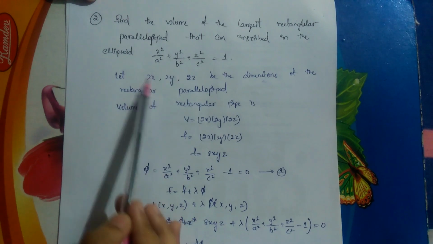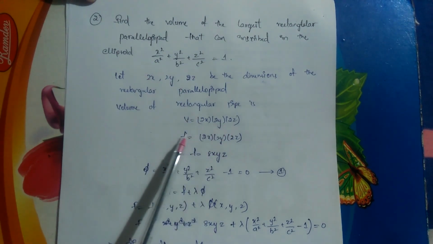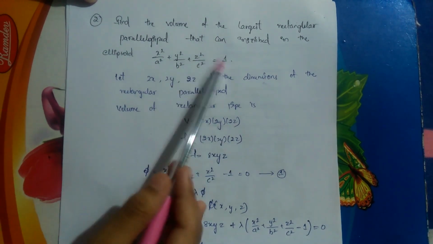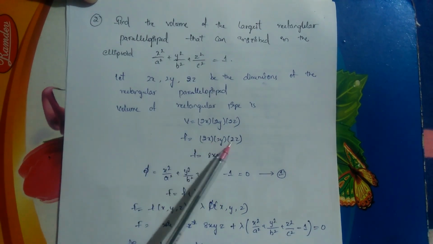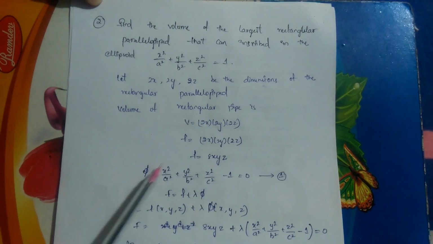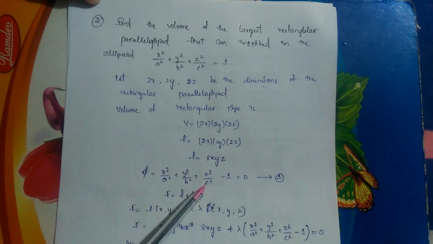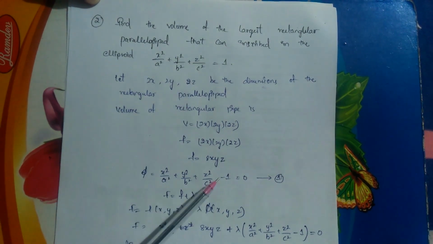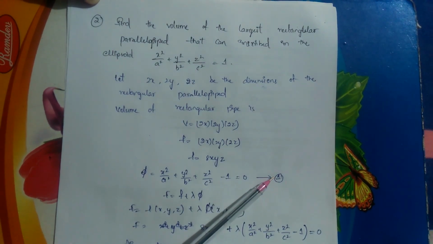The volume comes as the multiplication of these three dimensions. That is, volume = 2x · 2y · 2z. This volume is a function f, and that comes as 8xyz. Then φ = x²/a² + y²/b² + z²/c² − 1, when we send the 1 to the left-hand side, and that equals 0. Let it be equation number 1.